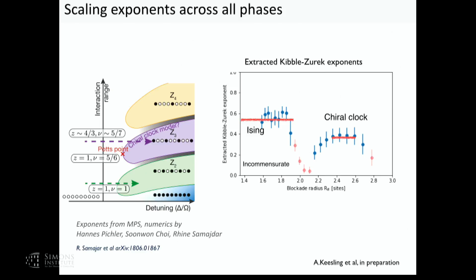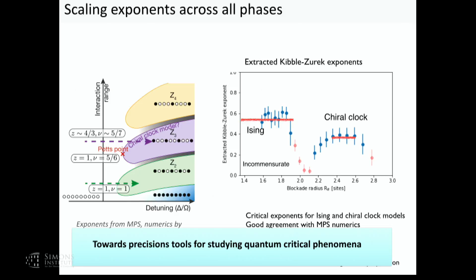So what we already see is that we can extract critical exponents for different transitions. We have some agreement with numerics, but this really pushes the state of the art of numerical simulation. What's also important, we see the effect of this long-range interaction. In particular, this dip is due to long-range interaction. Also, the fact that this value is above 0.1 looks like an indication of long-range interaction. So what you see now is that we can use our simulator as a precision tool for studying quantum critical phenomena.